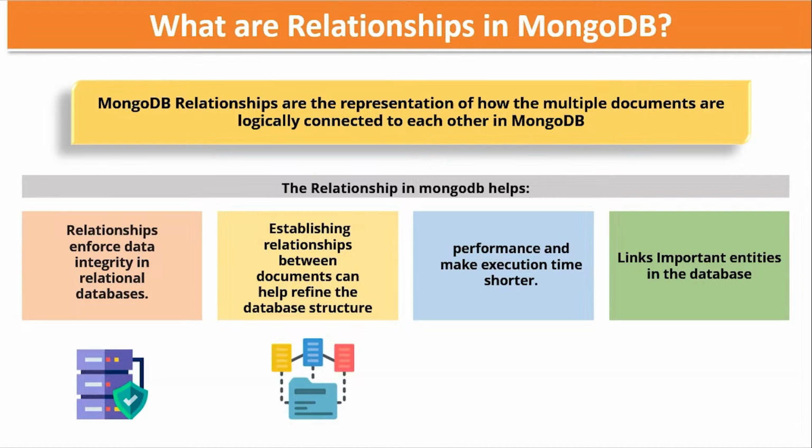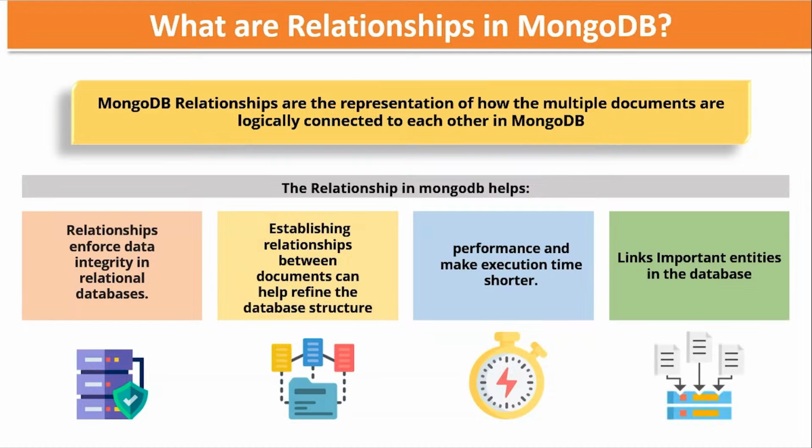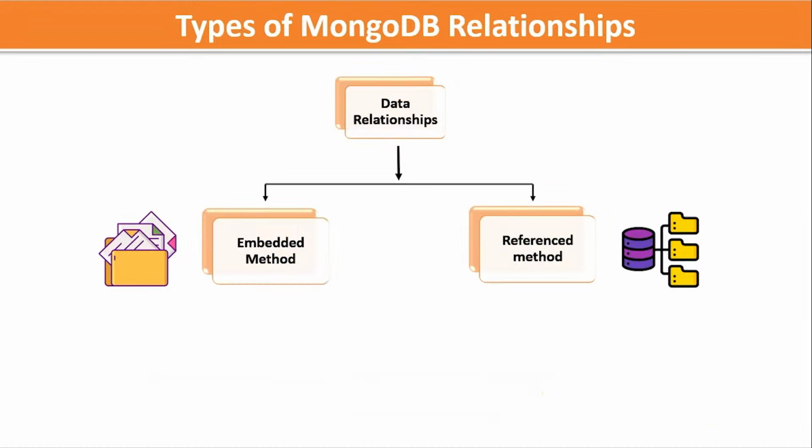Now, we know that MongoDB is a NoSQL database and has a lot of unstructured data. So, in order to properly confine all the documents into a proper format, refining them into a proper structure is quite beneficial, not just in terms of saving the data, but it also affects the performance and makes execution time shorter. And finally, it basically links important entities in the database. So that is what a relationship in MongoDB is.